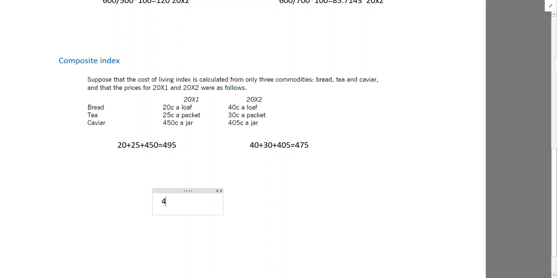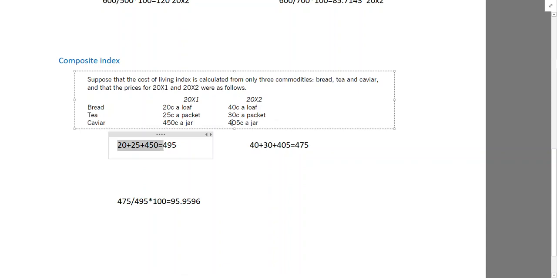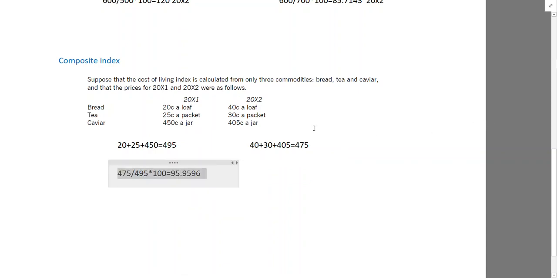So 495. 475 divided by 495, we have 95. So overall, price has decreased. If you see, the price of bread has increased, the price of tea has increased, but the price of caviar has decreased. So overall, for all these packages, the price has decreased.